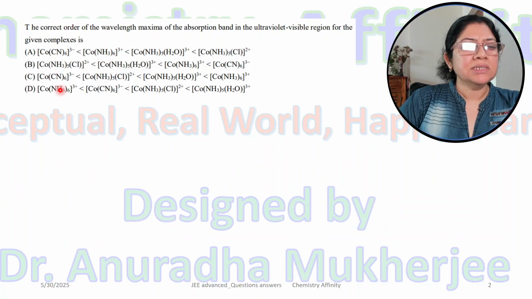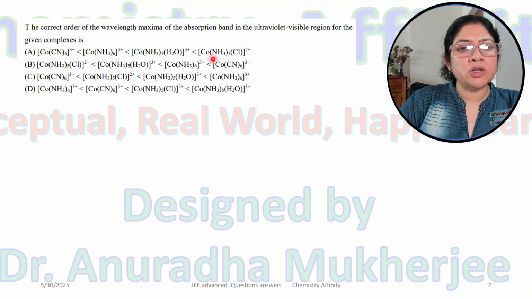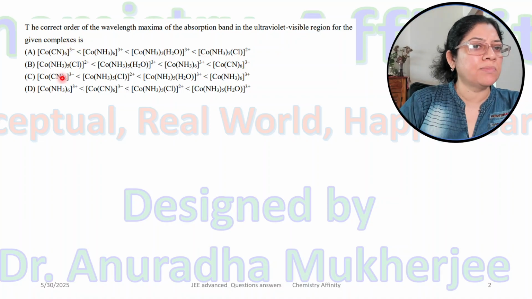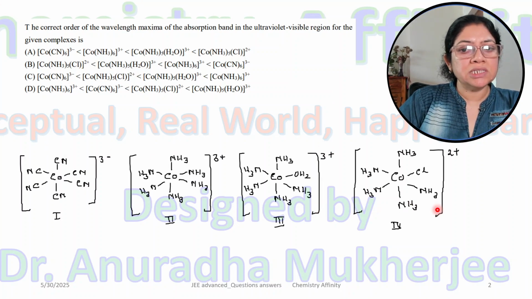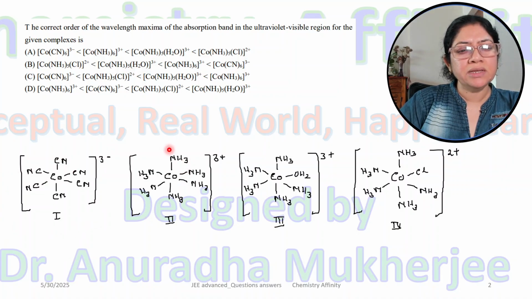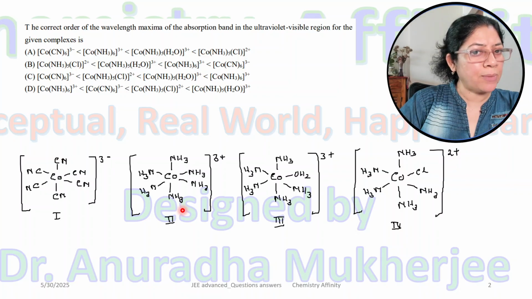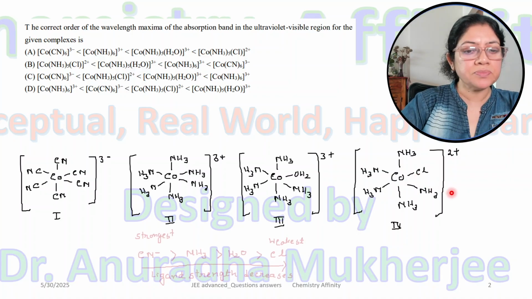The question is: the correct order of the wavelength maximum of the absorption band in the ultraviolet visible region for the given complexes. So there are 4 different complexes given. Let me first draw all these 4 complexes. Here we can see that cobalt is surrounded by 6 cyano ligands. Here it is 6 ammonia ligands. Here 1 ammonia is replaced with water and here 1 ammonia is replaced with halogen.